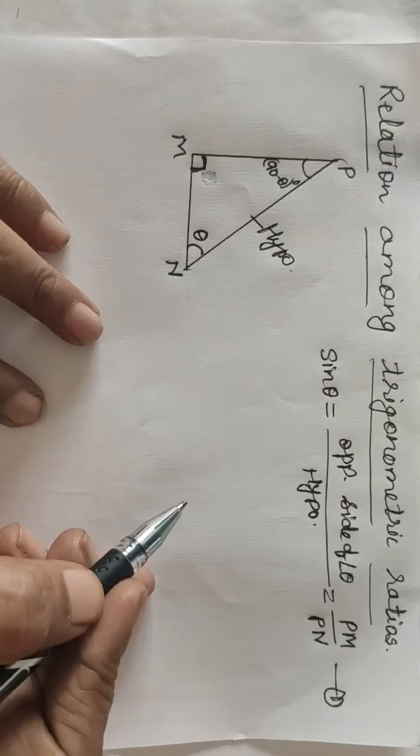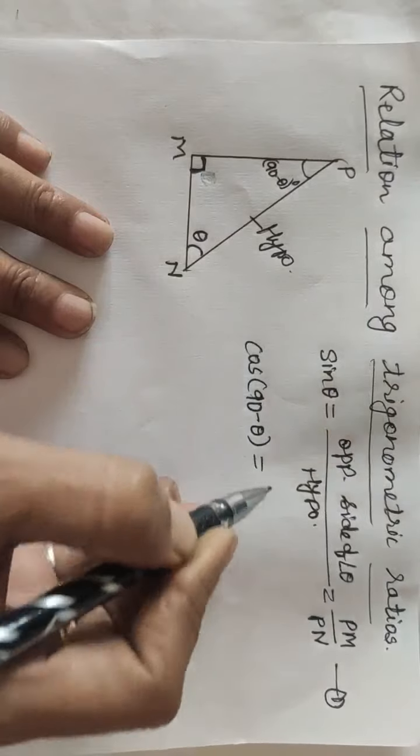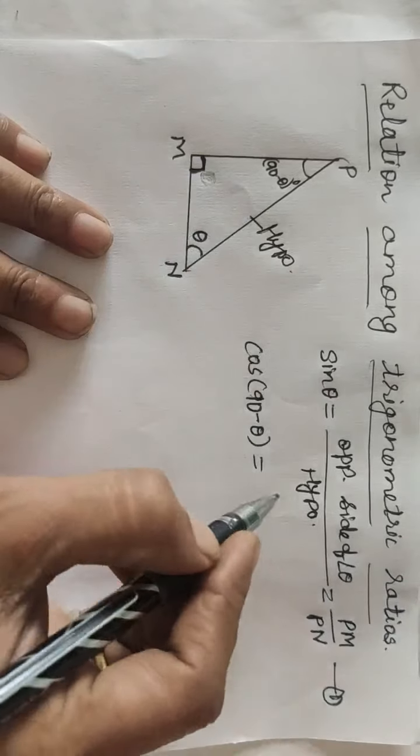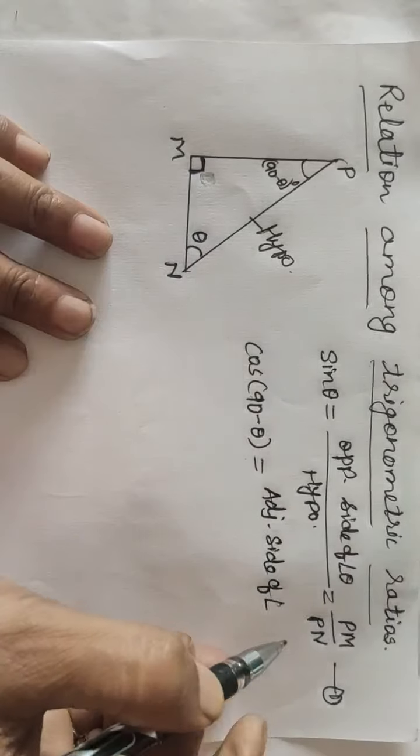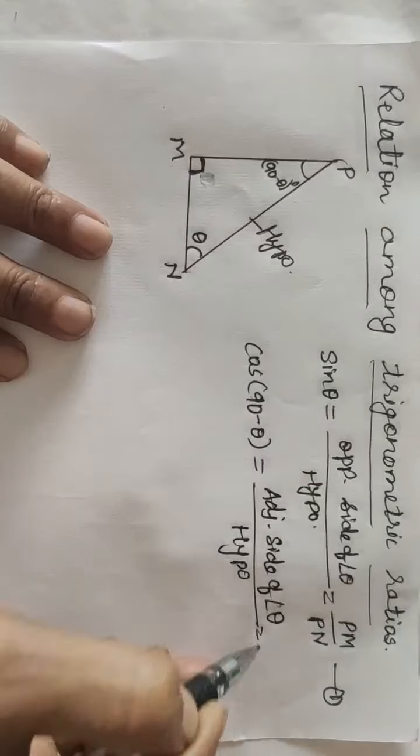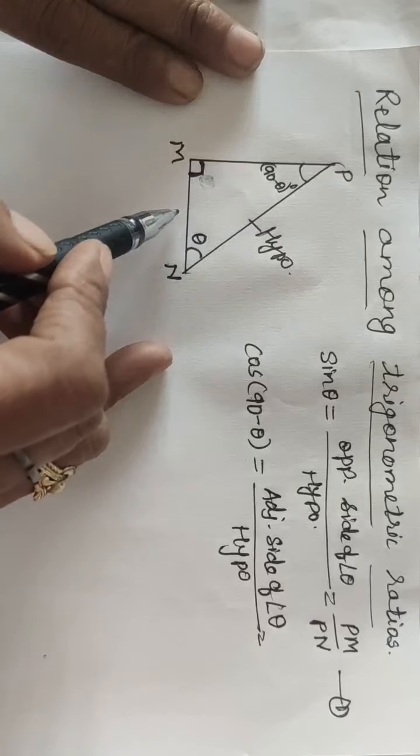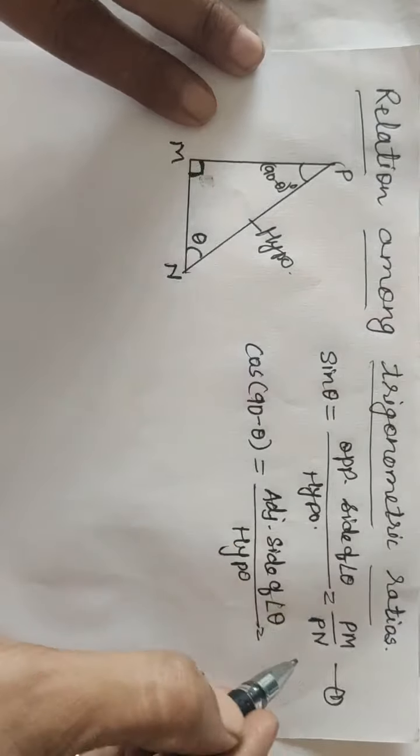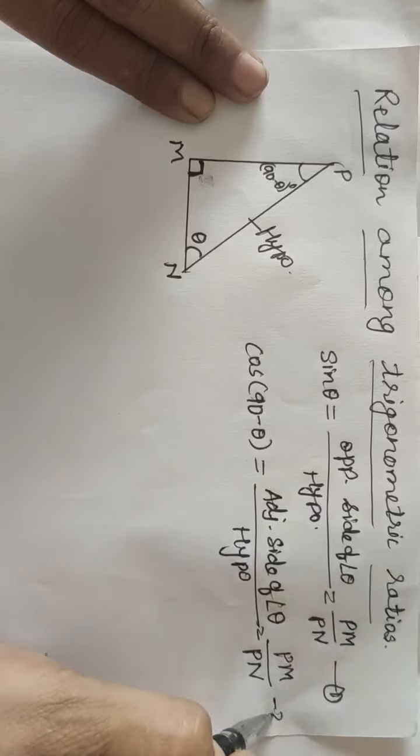Now if I find cos of 90 minus theta, here is 90 minus theta, and what is the ratio of cos? You know very well, the adjacent side of the angle by hypotenuse. So children, see, the adjacent side of 90 minus theta: you know this one is opposite, and then what will be the adjacent side for this 90 minus theta? PM. So PM, and what is the hypotenuse here? PN. This is number 2.